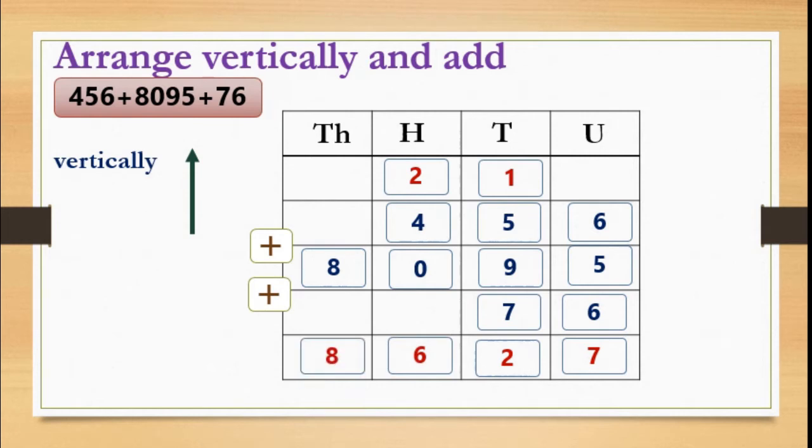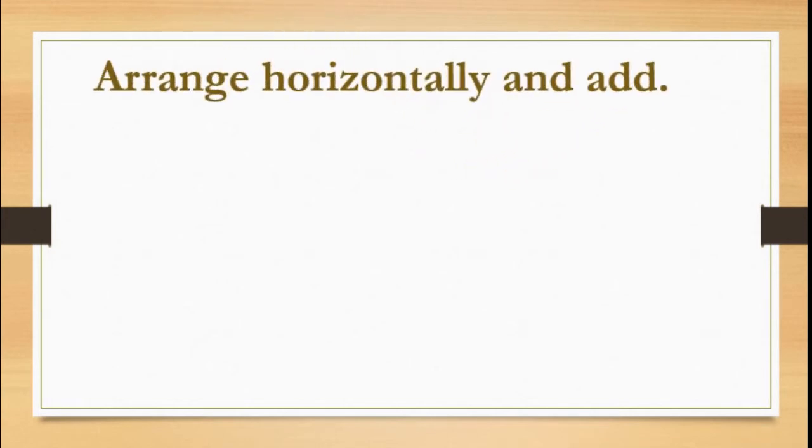So the answer is 8,627. This is called vertical arrangement, means standing arrangement. Okay. Now students, this is another method, that is horizontal arrangement, or arrange horizontally and add.